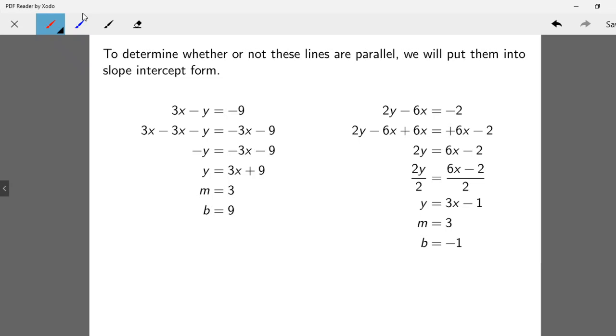Let's do the same thing with this equation. I'm going to add 6x to both sides. We'll get 2y is equal to 6x minus 2. We're going to divide everything by 2 to get y is equal to 3x minus 1. So m here is 3 and my intercept is negative 1. m is 3, m is 3. They've got the same slope. They are parallel.